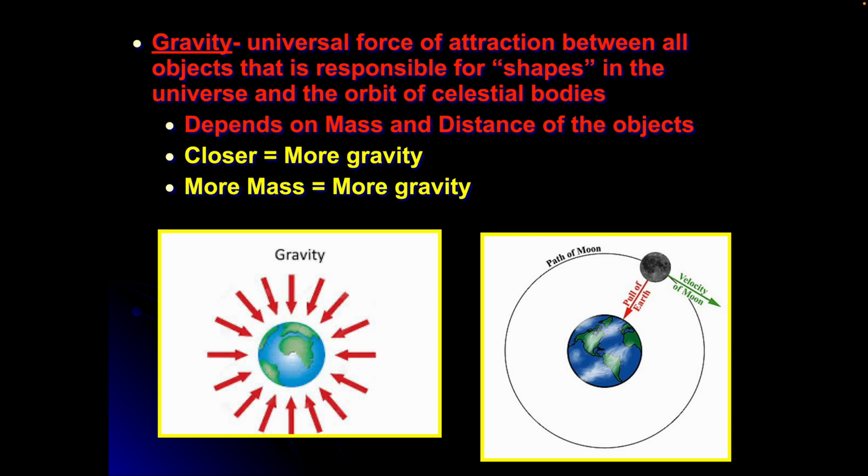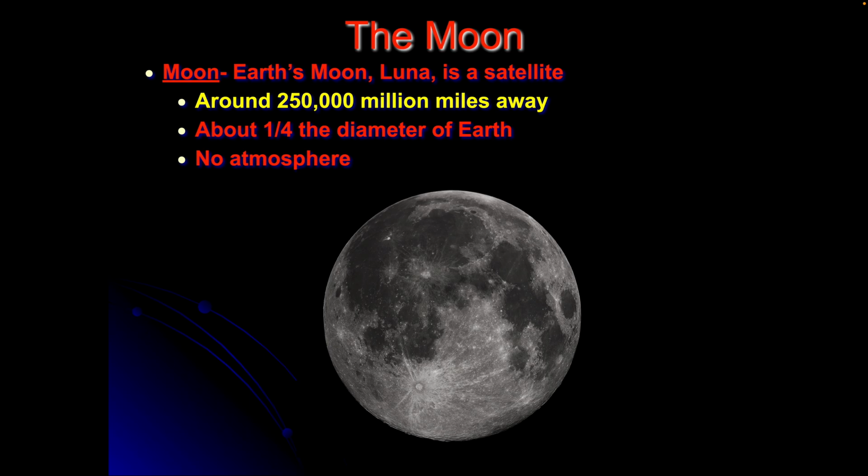There's an actual calculus formula that Sir Isaac Newton came up with. We're not going to get into that. Just keep in mind mass and distance. The closer two things are, the more gravitational pull there is between them. The more mass an object has, the more gravitational pull it has. That's why we have a stronger weight on planet Earth than we do on the moon, because the moon has less gravity.